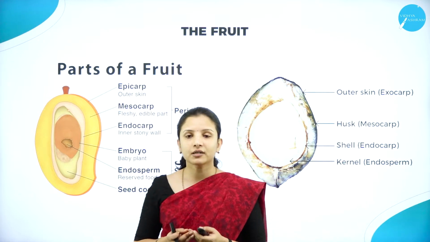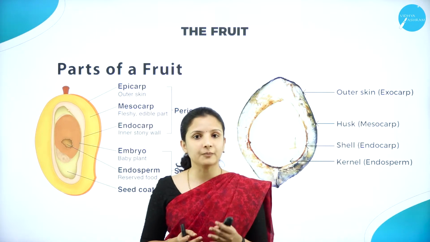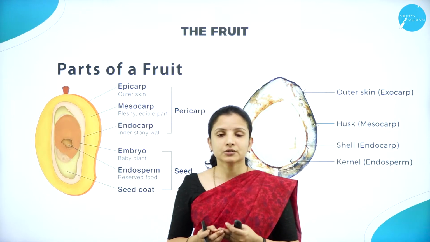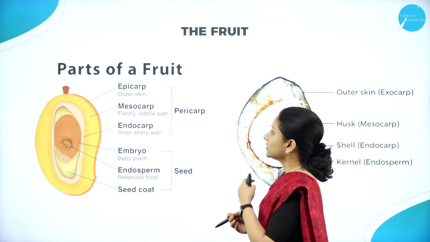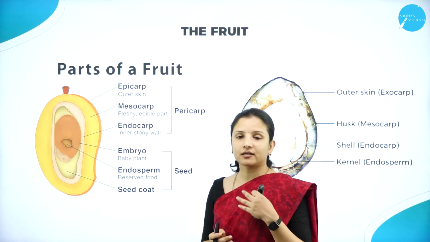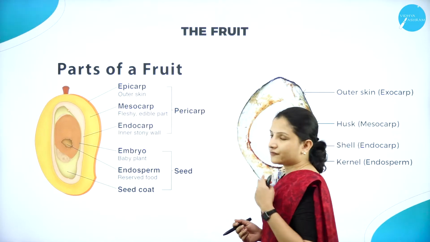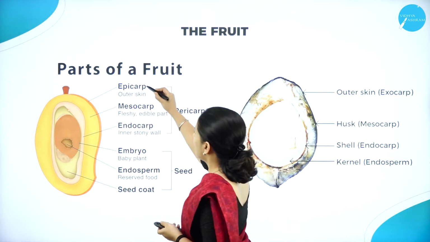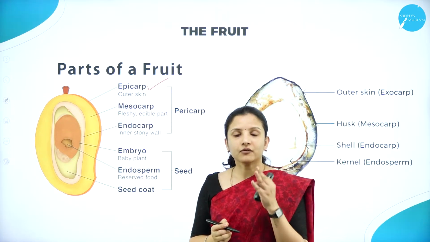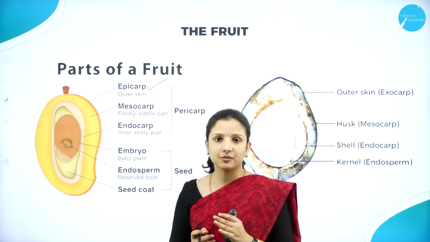So if you remember, in my previous sessions, I had told you that the fruit is formed from the ovary and the seed is formed from the ovule. So when we look at the fruit, there are different parts. Just like how the seed has different parts, that is the outer covering, which is the seed coat, the fruit also has parts, which is epicarp. So carp is something related to the female reproductive part, that is the carpel. So therefore carp is nothing but a fruit.